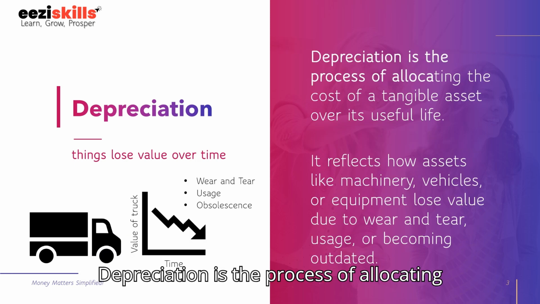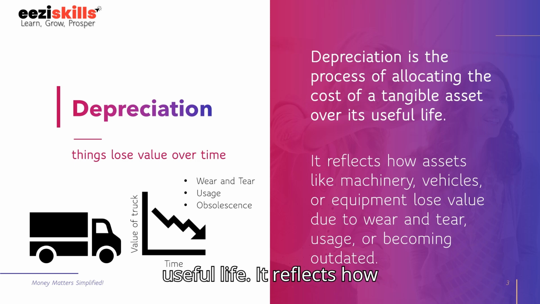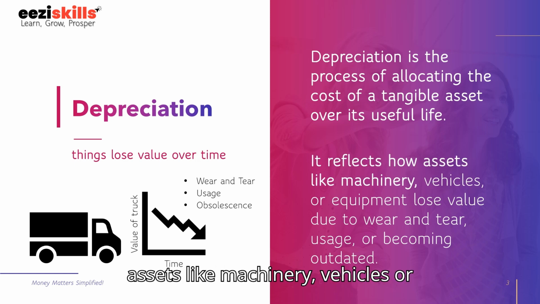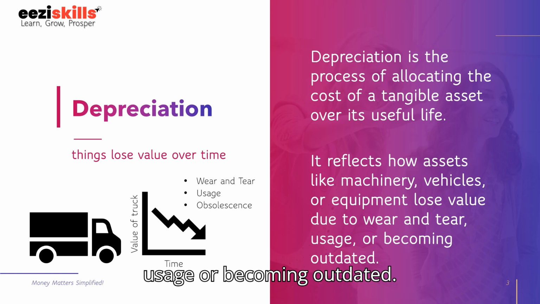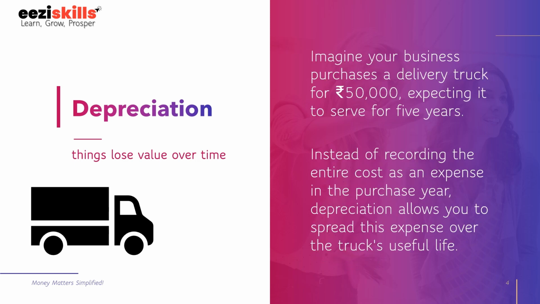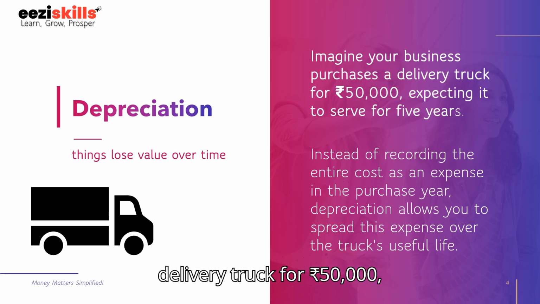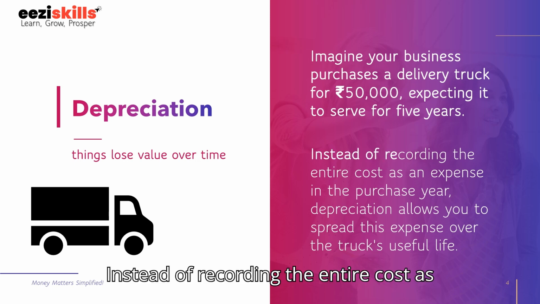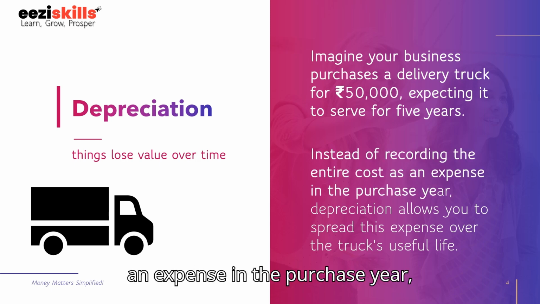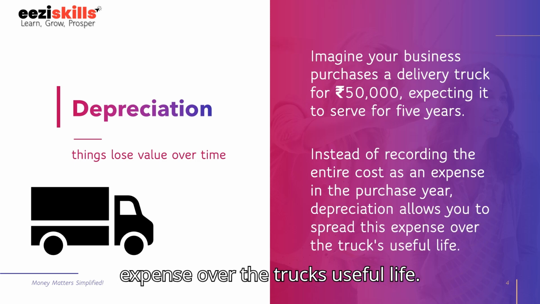Depreciation is the process of allocating the cost of a tangible asset over its useful life. It reflects how assets like machinery, vehicles, or equipment lose value due to wear and tear, usage, or becoming outdated. Imagine your business purchases a delivery truck for 50,000 rupees, expecting it to serve for 5 years. Instead of recording the entire cost as an expense in the purchase year, depreciation allows you to spread this expense over the truck's useful life.